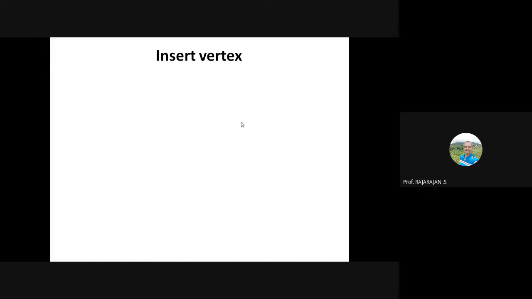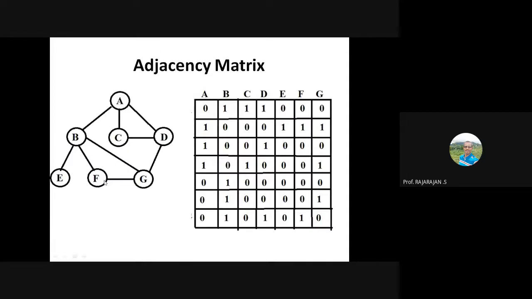These are simple examples of how to insert a vertex. Unlike a tree, inserting into a graph is very simple because there is no restriction. I can insert any node or any vertex anywhere in the graph. It is just a matter of our choice where we want to insert.